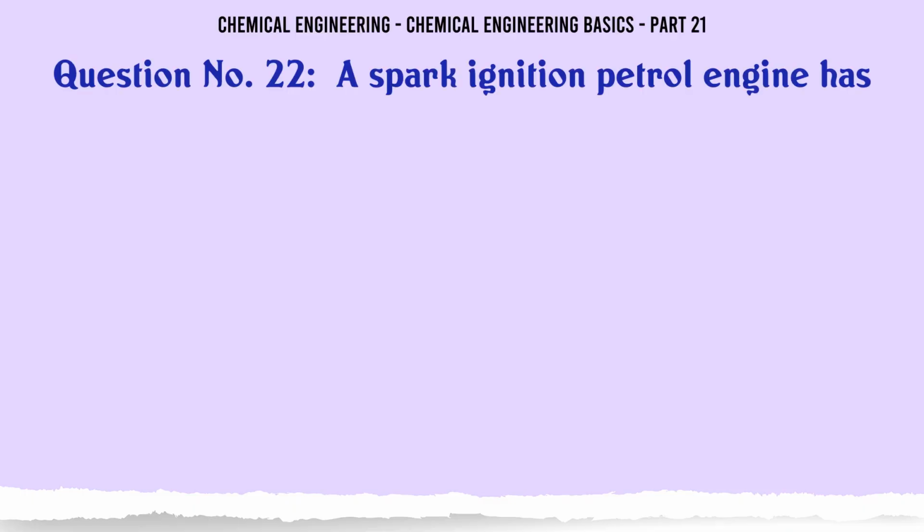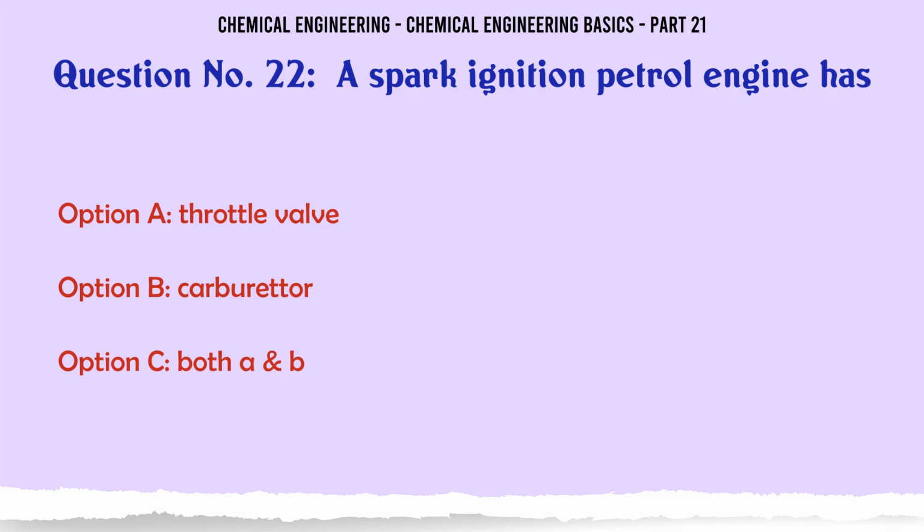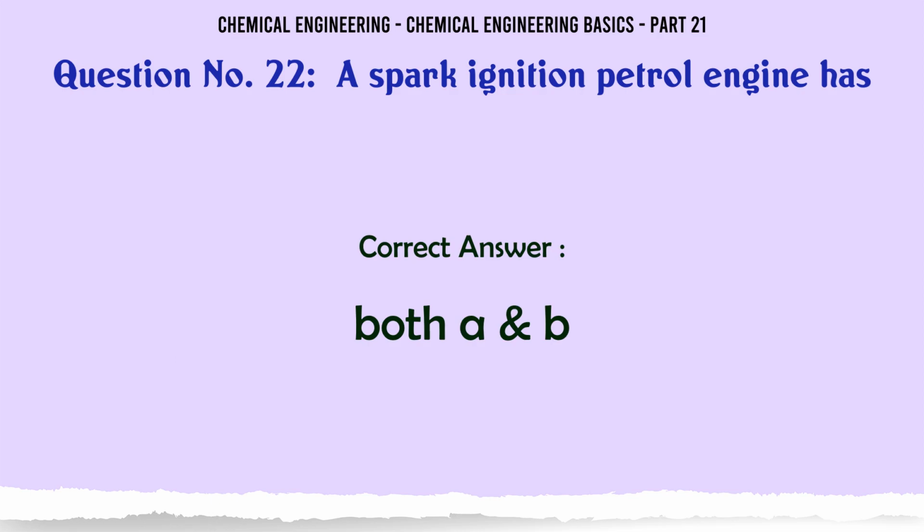A spark ignition petrol engine has: A. throttle valve, B. carburetor, C. both A and B, D. neither A nor B. The correct answer is both A and B.